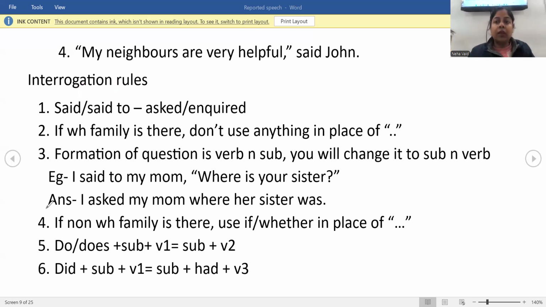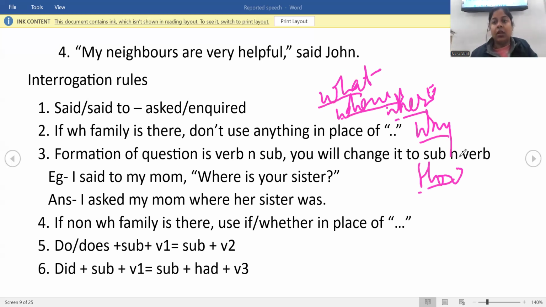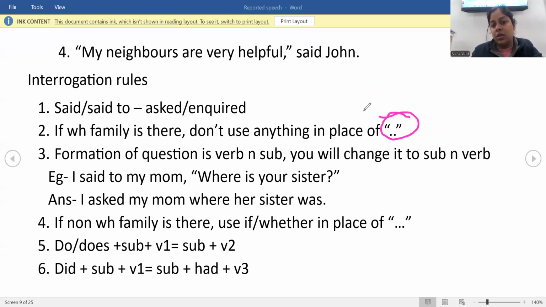The next is if there is a WH family. If a WH family word is there, don't use anything in place of the inverted commas. What does that mean? When what, when, where, why, how, all these words come under the WH family, so whenever your sentences start with these words, you don't have to use anything in place of inverted commas.